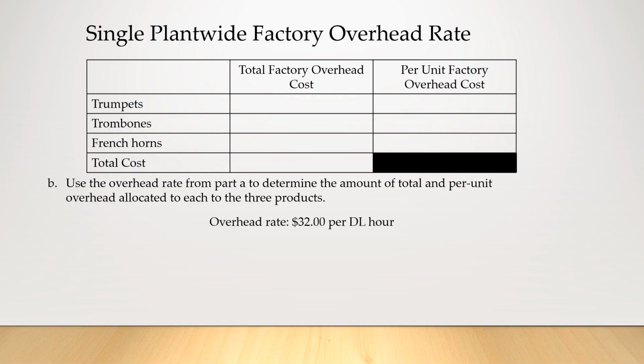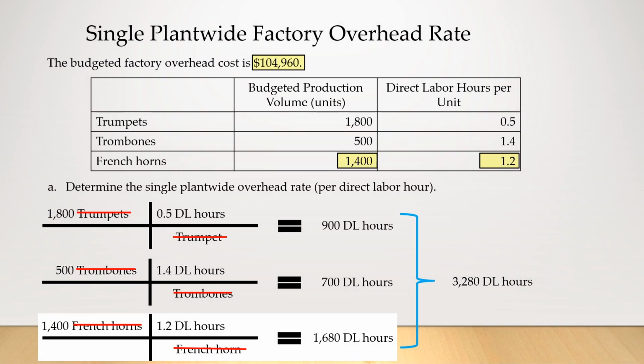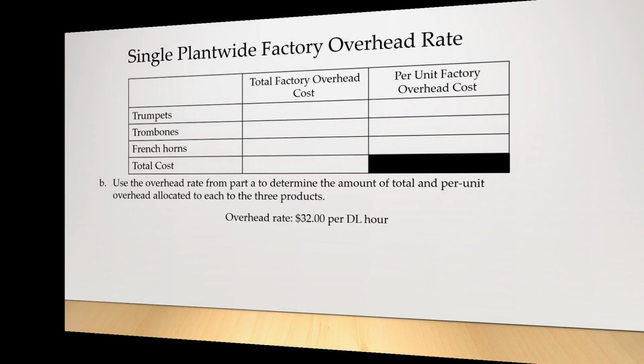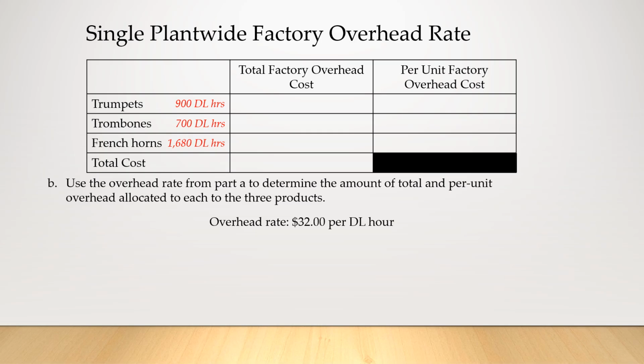With our overhead rate established, we can now fill out the table in Part B to determine the amount of total and per unit overhead allocated to the 3 product lines. Our overhead rate is allocated based upon direct labor hours. In Part A, we calculated the direct labor hours required for each category of instruments. Now we can use our dimensional analysis to complete the table, starting with trumpets, which required 900 hours.